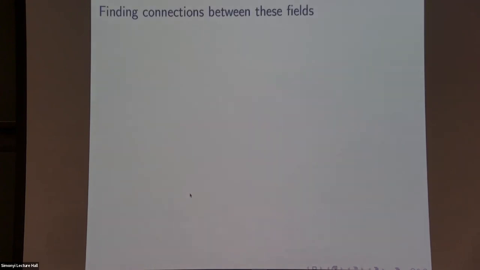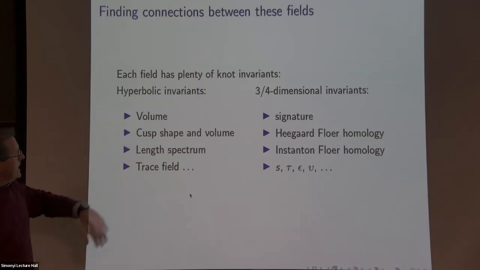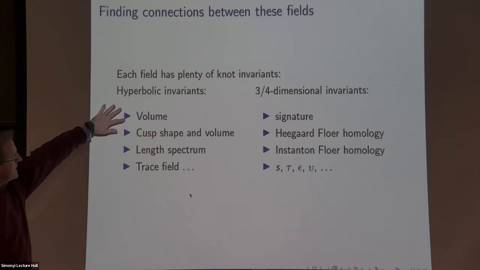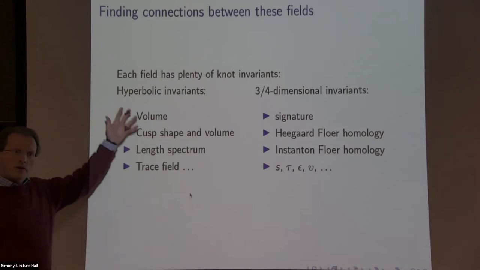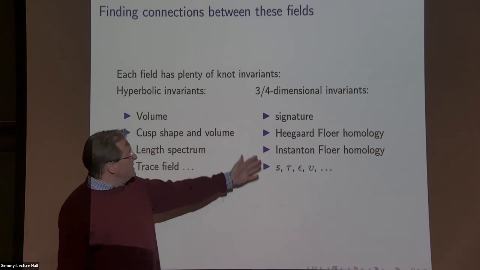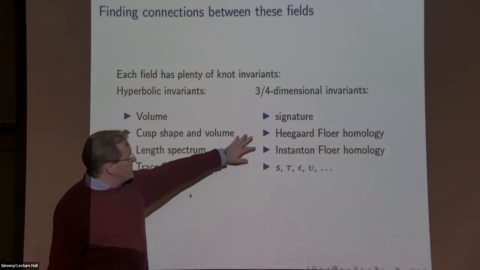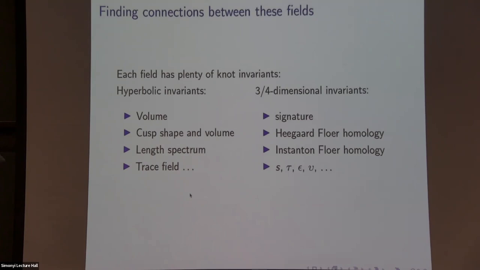And the goal was to try to find connections between these different fields. And we focused on the many different knot invariants that arise from the different fields. On the hyperbolic side, the most basic invariant is the volume, cusp shape, length spectrum, trace field, et cetera, et cetera. There's a huge list of hyperbolic invariants that one can calculate. On the three and four dimensional side, I've already mentioned some of them, but we particularly focused on the signature because it's very easy to calculate, which is important when you're looking at many millions of examples.